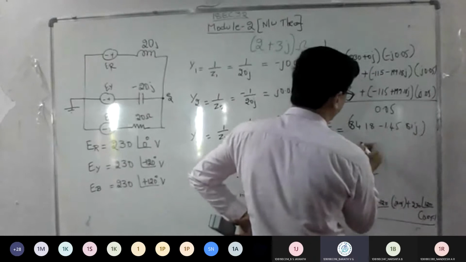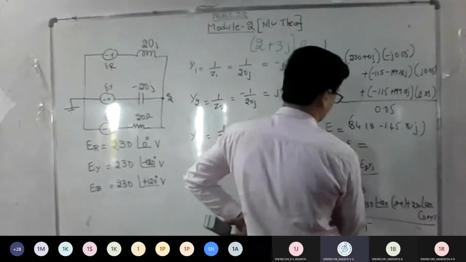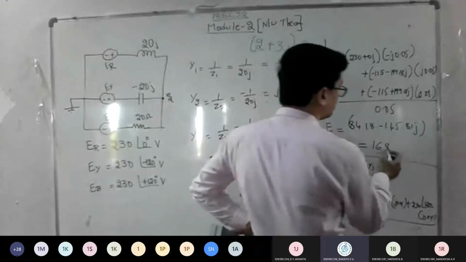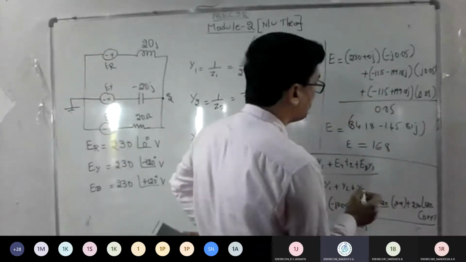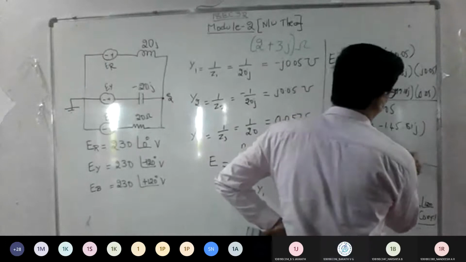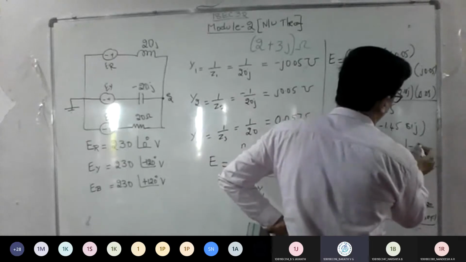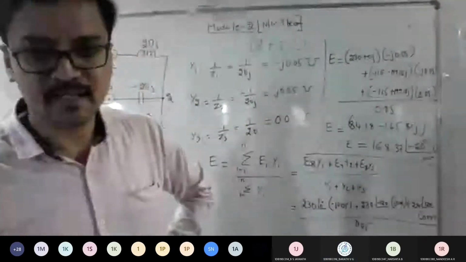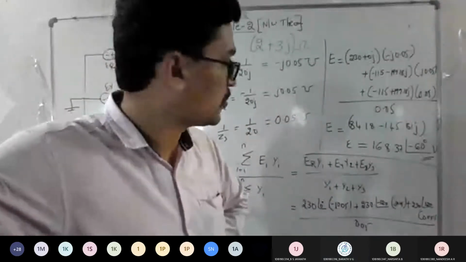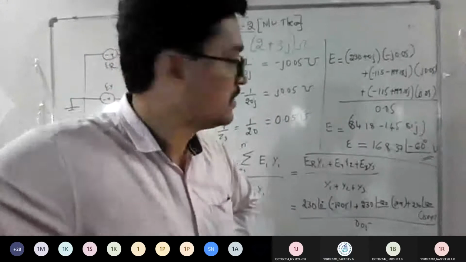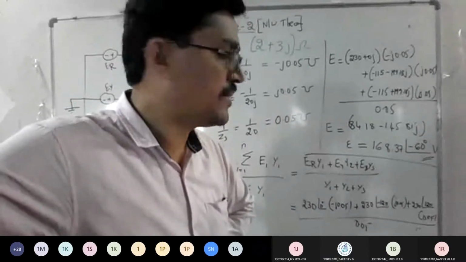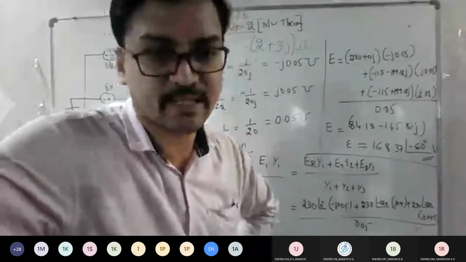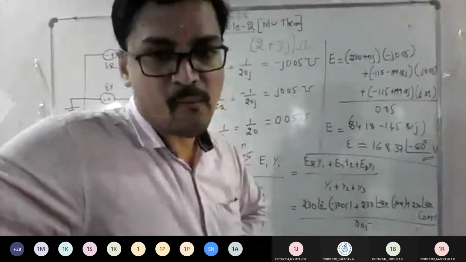Okay, fine. Convert this to polar and what's the answer? 168.37 at an angle minus 60 degrees, sir. Yes, it's correct. So I thought you were telling the answer in polar form earlier; you told it in rectangular form. So check, everyone, we got the same answer your friend told. It's 168.37 at angle minus 60 degrees in polar form.